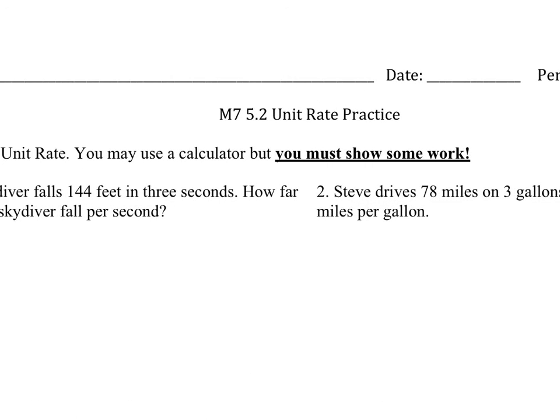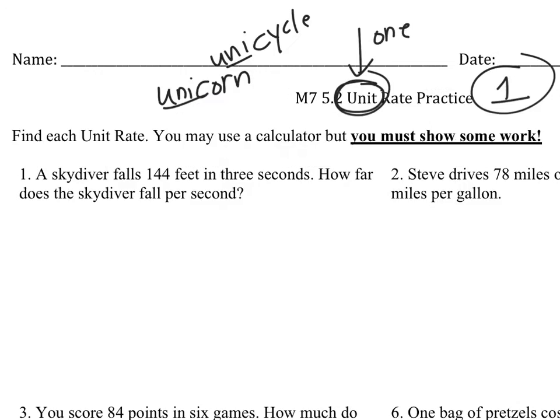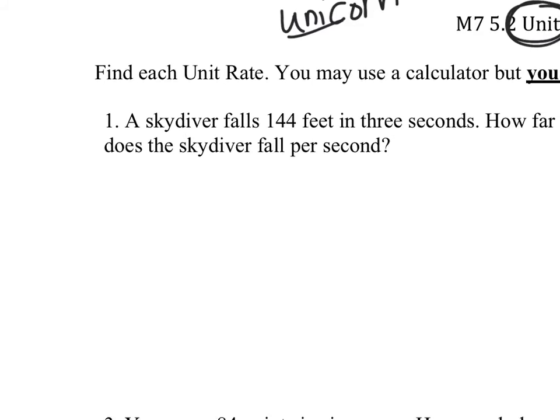Okay, this is some practice with unit rate. And unit rate means how much for one. Unit means one, like a unicycle has one wheel, a unicorn has one horn. Unit means one. How much for one? All right, here we go.